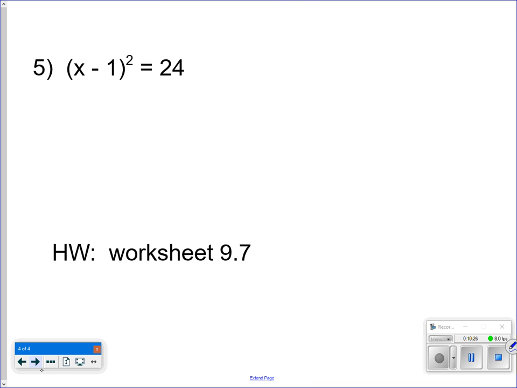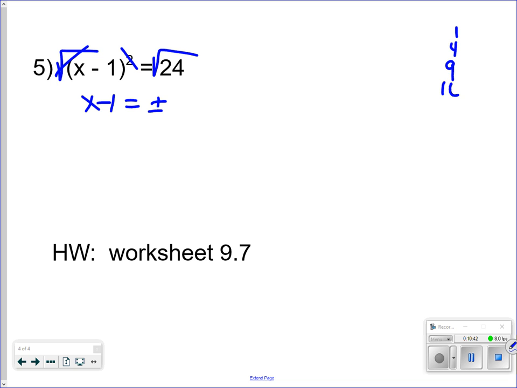Okay, last one. X minus 1 squared equals 24. Square root, square root. Cancel, cancel. Drop down x minus 1 equals plus, minus. Think about all those numbers that multiply together to give you 24. You've got lots of choices. 12 times 2, 8 times 3, 6 times 4. Which set do we have to use? Yeah, 6 times 4 is the only one with a perfect square. So we're going to do square root 6, square root 4. X minus 1 equals plus, minus.